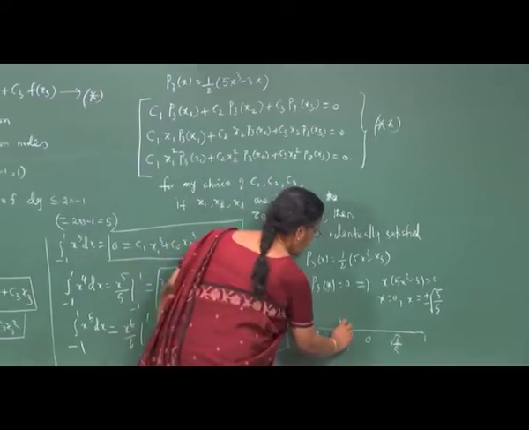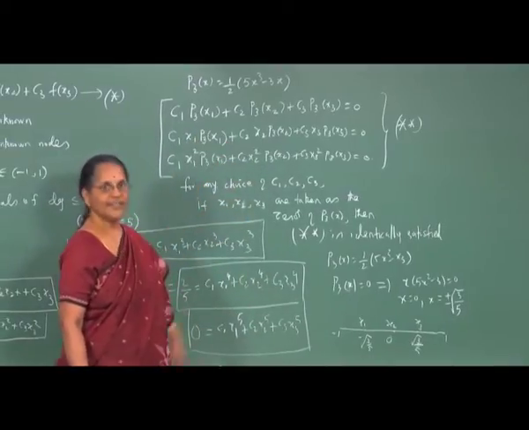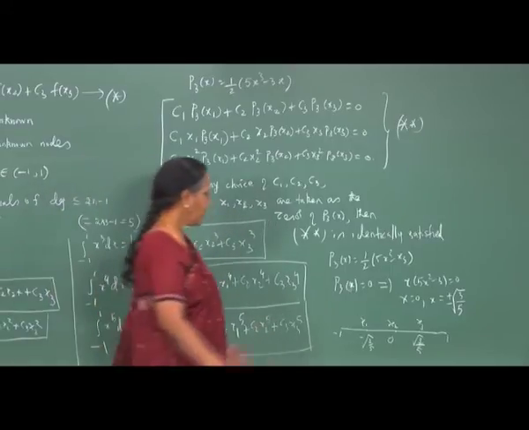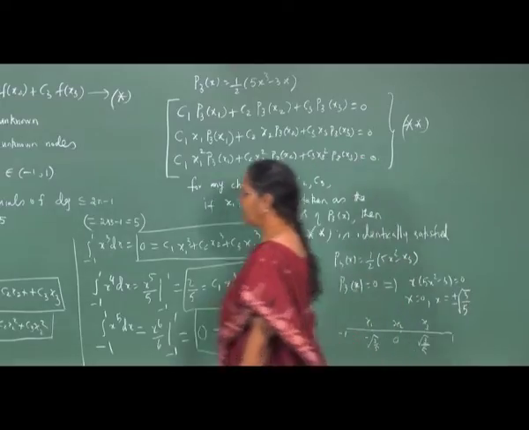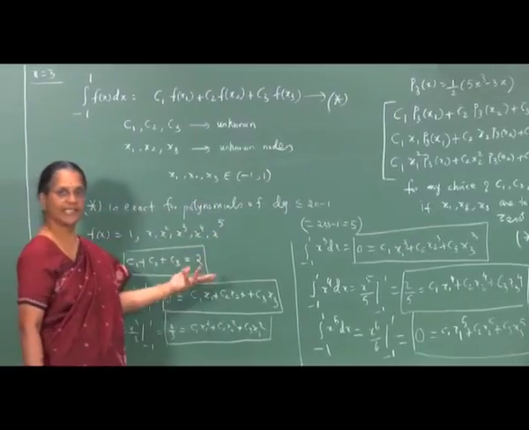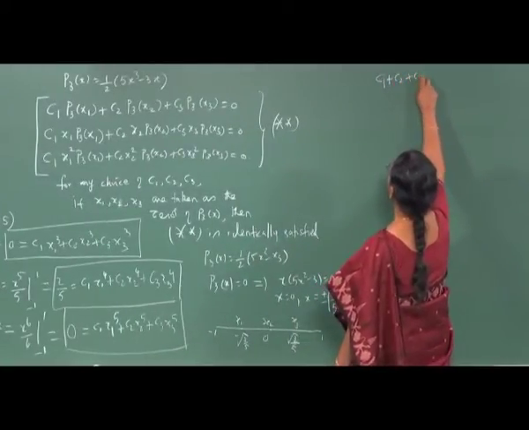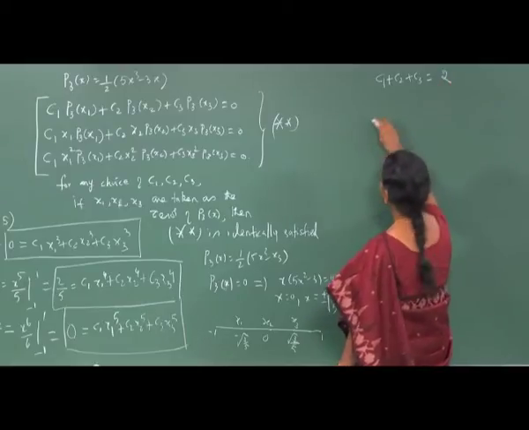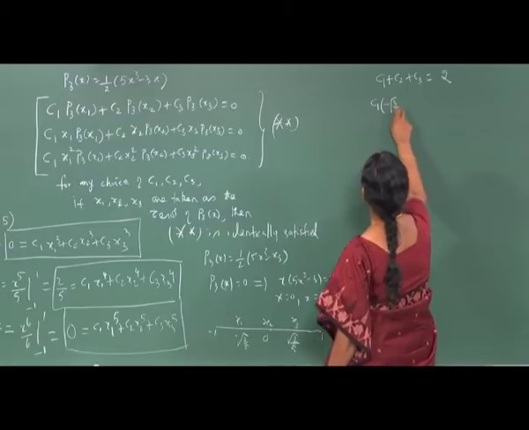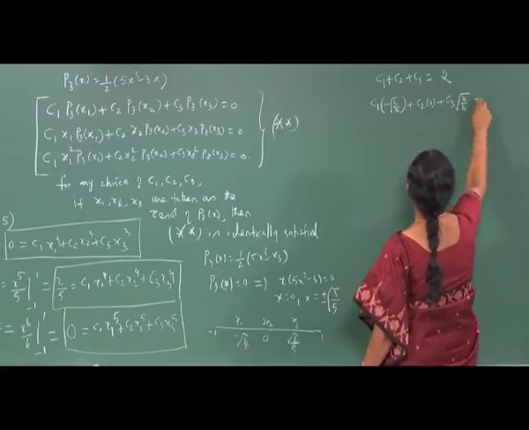So, I take this as x1, this as x2 and this as x3, and I am able to satisfy these equations identically for any choice of C1, C2, C3. Now make use of this information and determine C1, C2, C3 by using any of these 3 equations. Let us take the first equation that says C1 plus C2 plus C3 must be equal to 2. And the second tells me C1 into x1, that is minus root of 3 by 5, plus C2 into 0 plus C3 into root of 3 by 5 must be 0.